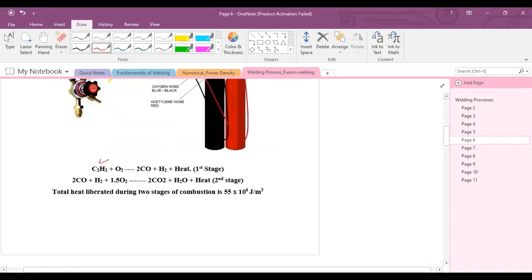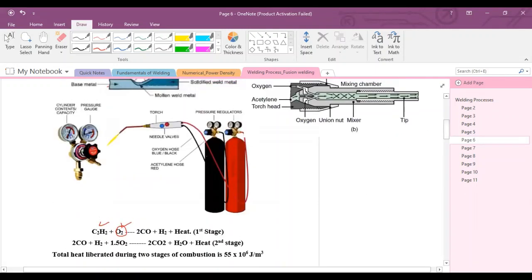In the first stage, acetylene gas will react with oxygen gas, meaning oxygen in its pure state, and these two gases are stored in these two cylinders. The red one represents the acetylene gas cylinder, and this one represents the oxygen gas cylinder. Above both cylinders there are pressure regulators. They are used to regulate the pressures of both gases. There is one welding torch, as you can see.